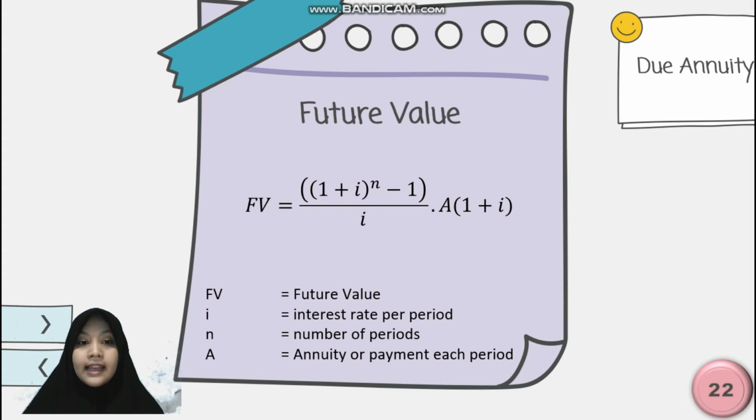And next is the future value of due annuity. The formula is future value equals A times ((1 plus I) to the power of n minus 1) divided by I, times (1 plus I). Future value is FV, I is the interest rate, N is the number of periods, and A is the annuity or payments.